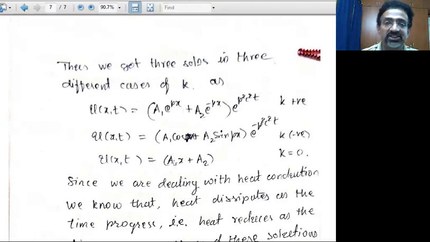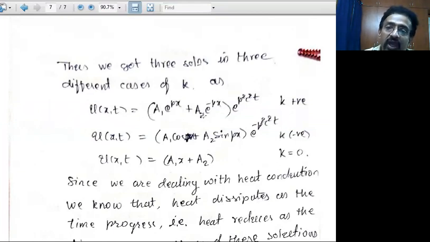Now I consider the first case. We know that when k is positive, I get an equation like this: U of x comma t is A1 e raised to px plus A2 e raised to minus px into e raised to p squared c squared t. If you observe, as x increases, what happens? e raised to px is 2.3 something raised to some p times x. As x increases, since the base is greater than 1, this is an increasing function. That means as x increases, this also increases.